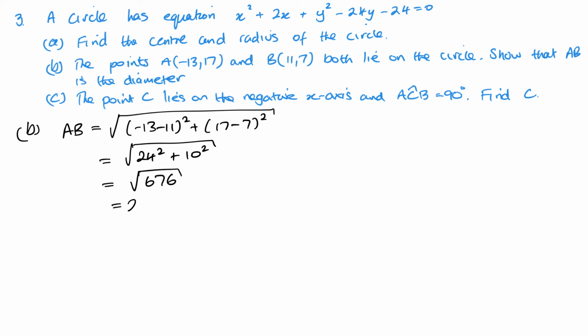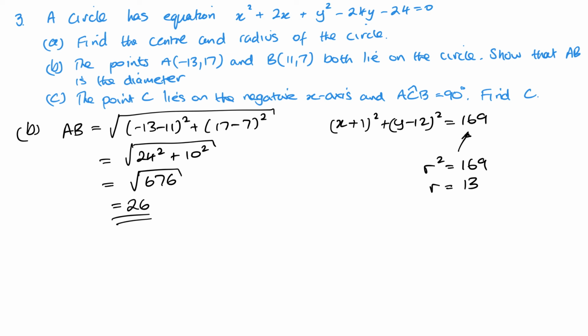676, which is 26. Now, from my equation of the circle, I know that r squared equals 169, therefore the radius must be 13. Now, I can clearly see that the length AB is twice the radius, therefore it has to be the diameter.